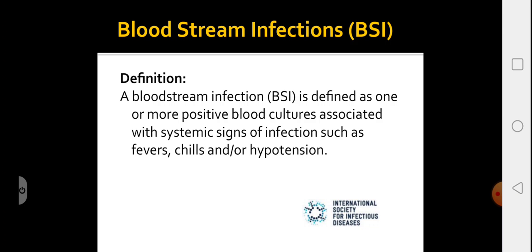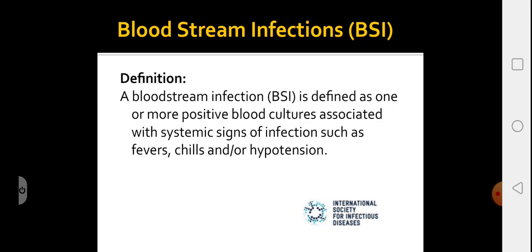What are bloodstream infections? In simple terms, it is microbial invasion of the blood. But the appropriate definition is: bloodstream infections are defined as one or more positive blood cultures associated with systemic signs of infection such as fever, chills, hypotension, etc.